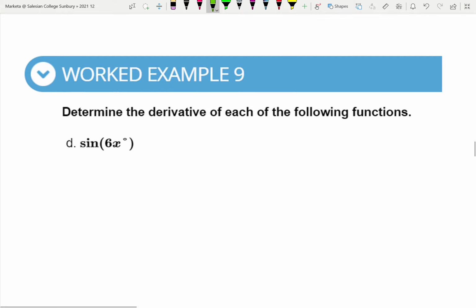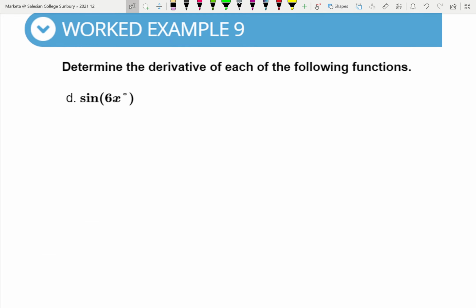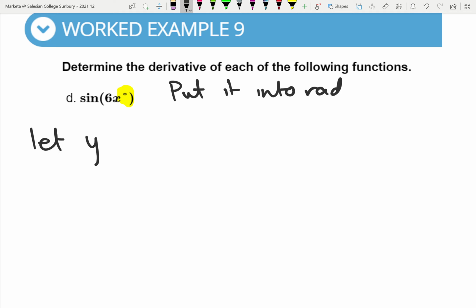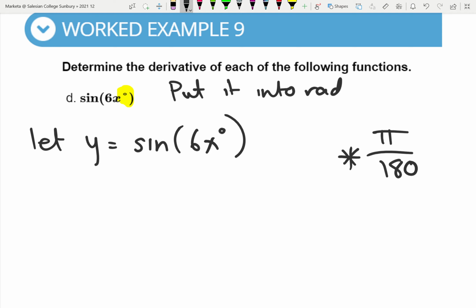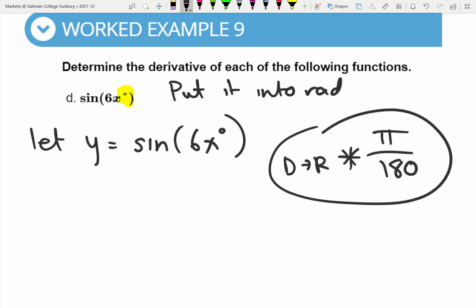All right, let's move on. And now we've got one that has degrees. What we need to know is that we need to put it into radians. So, we're not going to use CAS, we're doing it by hand. I'm going to say let y equal sine 6x degrees. To convert degrees to radians, I need to times by pi over 180. So y equals sine 6 times pi over 180 x.